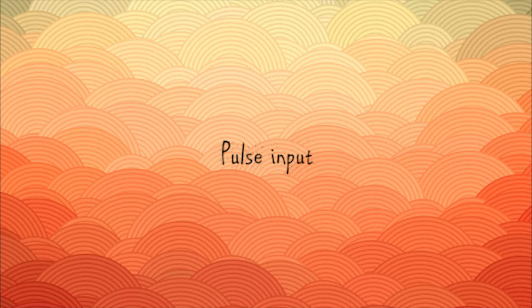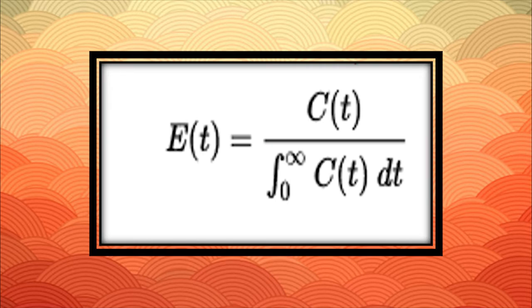For pulse input, this method requires the introduction of a small volume of concentrated tracer at the inlet of the reactor for 2 minutes only. The residence time distribution curve can be obtained by computing the individual exit age distribution using the following formula. E(t) is equivalent to C(t) divided by the integral from 0 to infinity of C(t) dt.